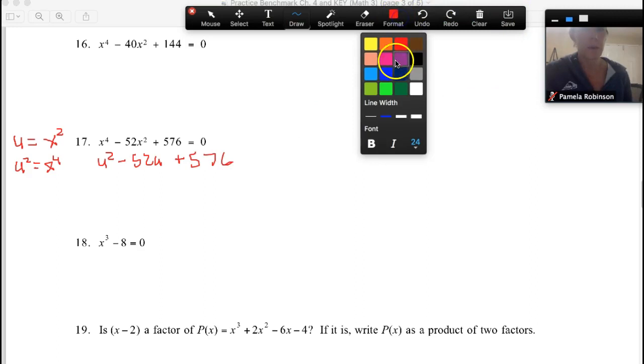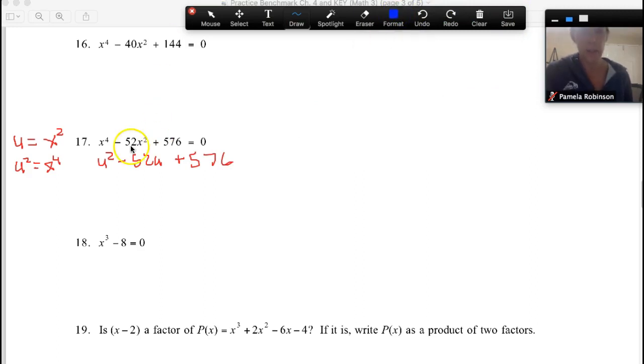So u squared minus 52u plus 576. Now that can be a perfect, let's see, not a perfect, this is a trinomial. It's equal to 0. Sorry, let's set that equal to 0. And we want to factor it into two binomials. Does 576 break down into something that adds to be negative 52? That's such a big number. That one's hard to figure out. You're going to have to just play with this.